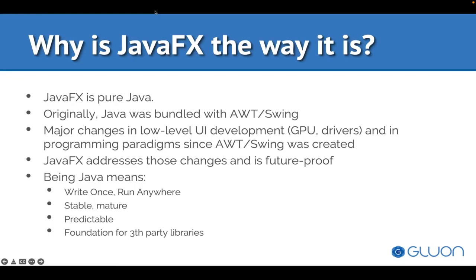And Java itself is actually much more than just a programming language or whatever is contained in the JDK. Java provides the foundation for third-party libraries. The ecosystem is one of the things that make Java great and make Java used by so many other projects.